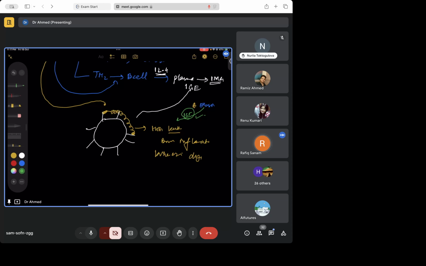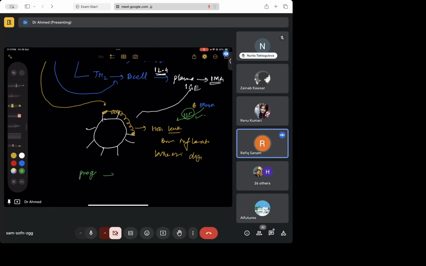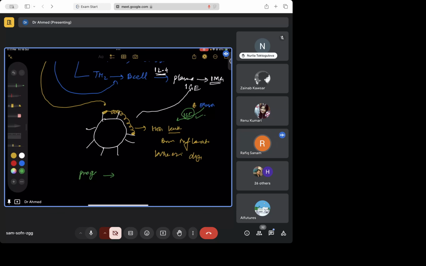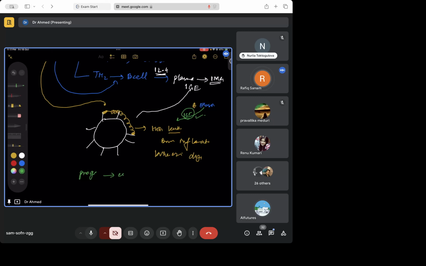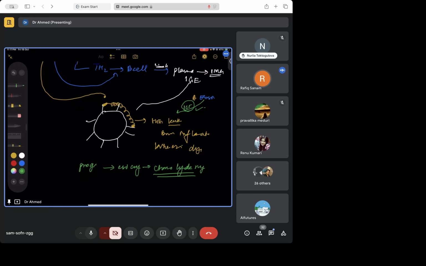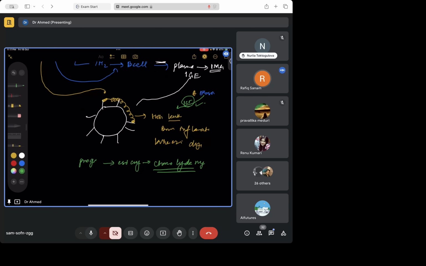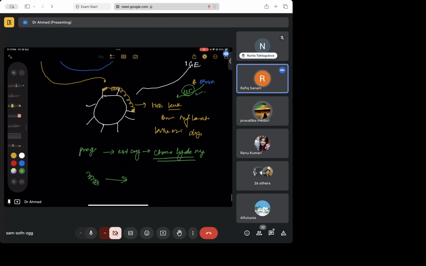So in clinical features, you are going to see dyspnea and wheezing. Secondly, you will be seeing productive cough, and in productive cough, you are going to see eosinophil derived crystals. What's that called? Charcot-Leyden crystals. Very high yield. You are also going to see some spiral shaped mucus plugs. What are they called? Curschmann's spirals.